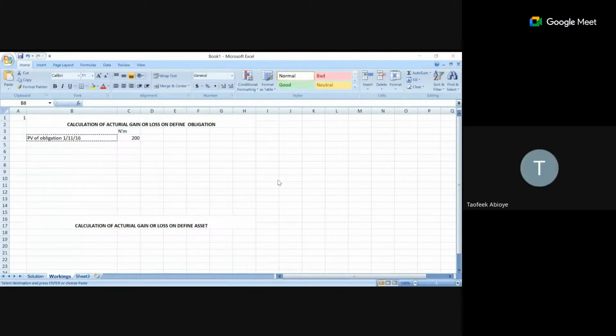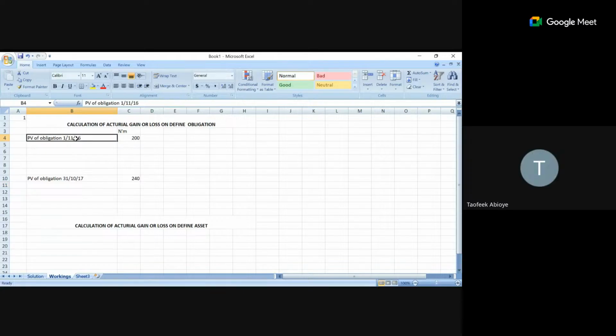Okay. So now, let's quickly go about it. So we have defined benefit obligation, opening and closing. This one will be closing, October 31, 2017. How much is that one? 240. Okay. Now, what's the next item? Fair value of plan assets.